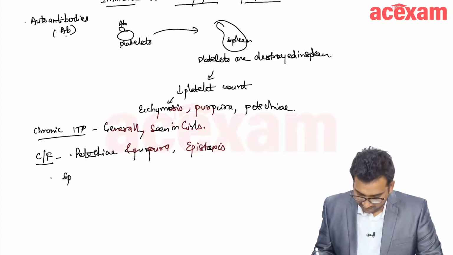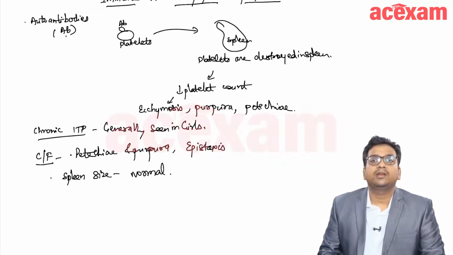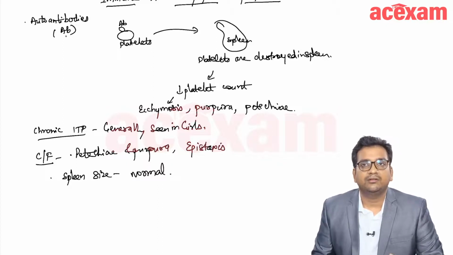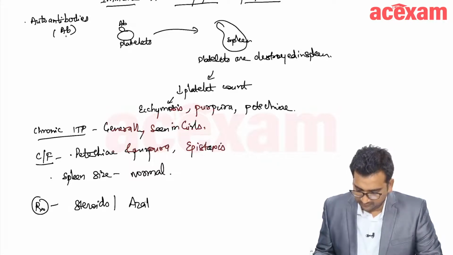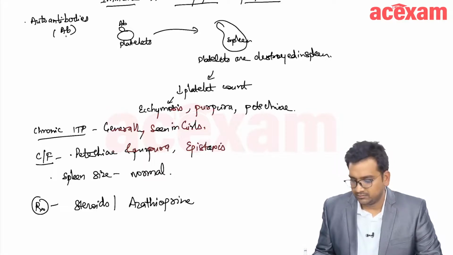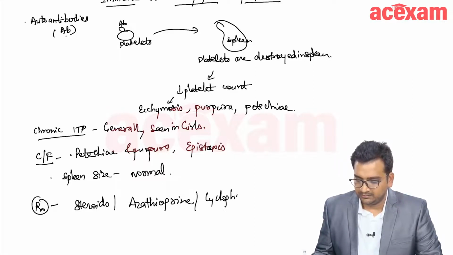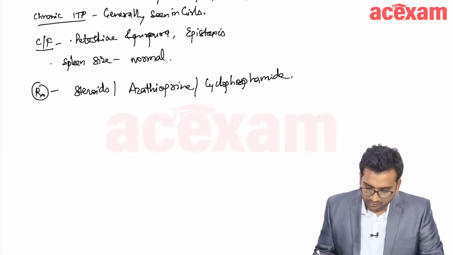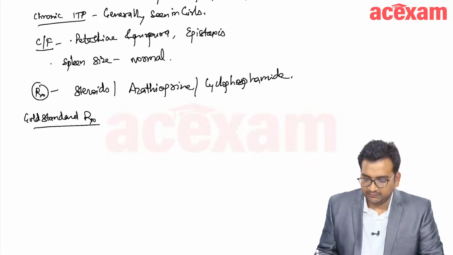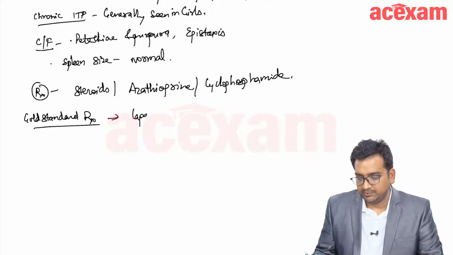Okay, so spleen size is normal. Now, as it is an autoimmune disorder, what is the treatment here? The treatment here is steroids, azathioprine and cyclophosphamide. If the patient is not responding to the management, or what is the gold standard treatment, then we will go for a laparoscopic splenectomy.